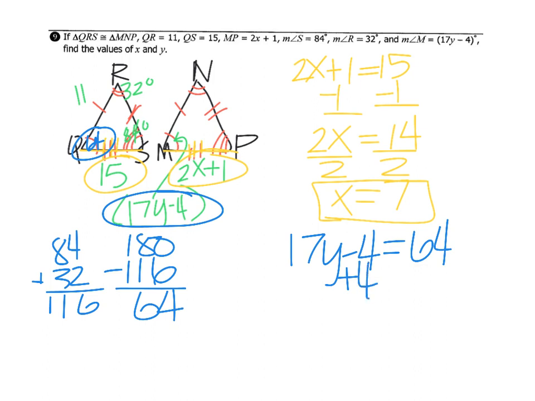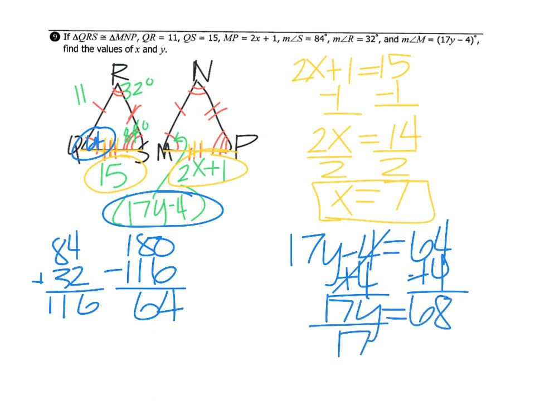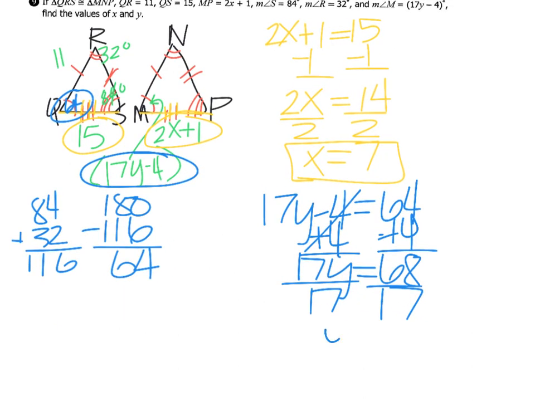Add 4 to both sides. These will cancel out. 17y equals 68. Divide both sides by 17. And y equals 4. And we just solved for x and y. So now we're done.